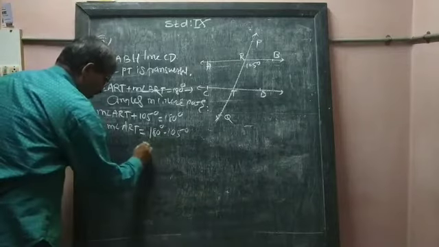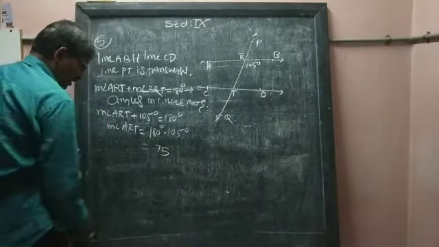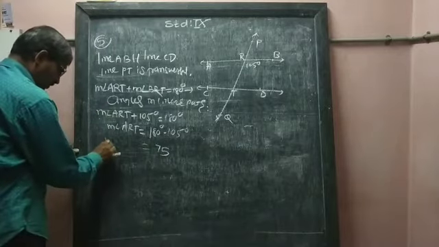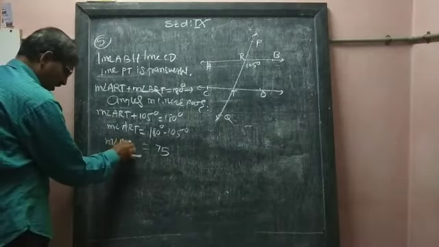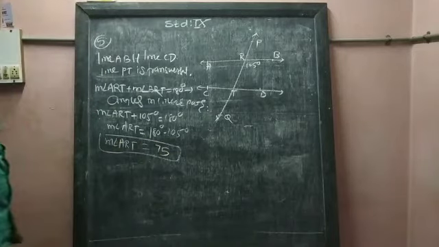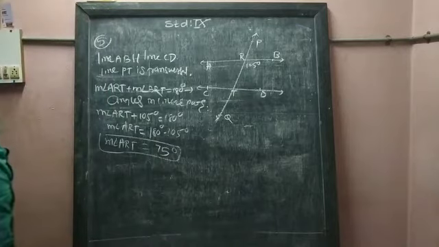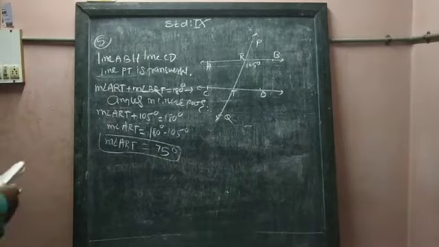Here 5 and 5, 10. 75 will come. Measure of angle ART is equal to 75. If degree is not written, we should have mentioned degree. Now, what do you want? Please find C next. Your required answer is CTQ.